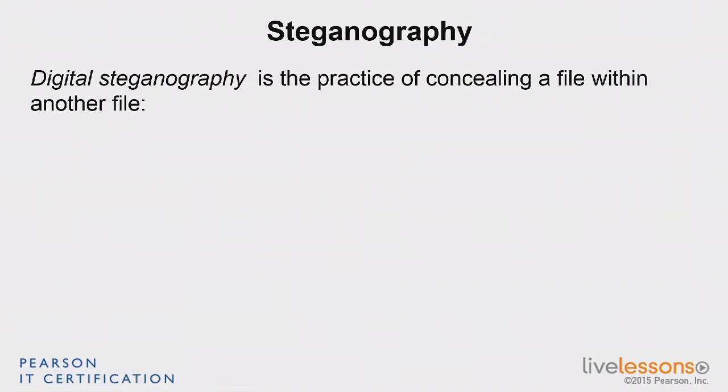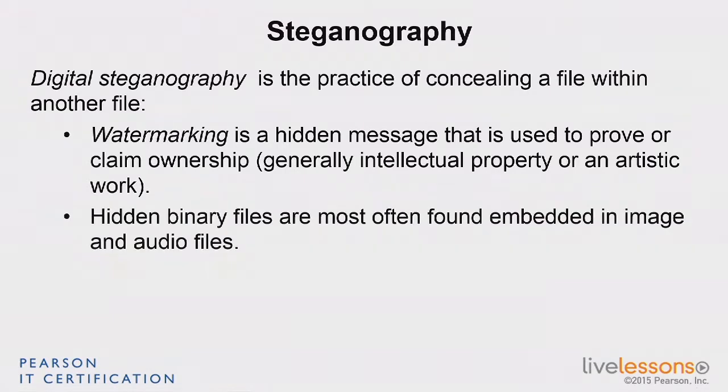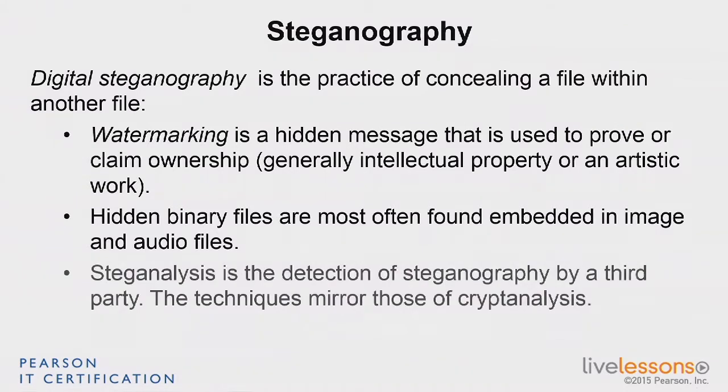Digital steganography is the practice of concealing a file within another file. Watermarking is a hidden message that's used to prove or claim ownership, generally of intellectual property or an artistic work. And hidden binary files are most often found embedded in image and audio files. Steganalysis is the detection of steganography by a third party, such as our digital forensic investigator. The techniques used mirror those of cryptanalysis.